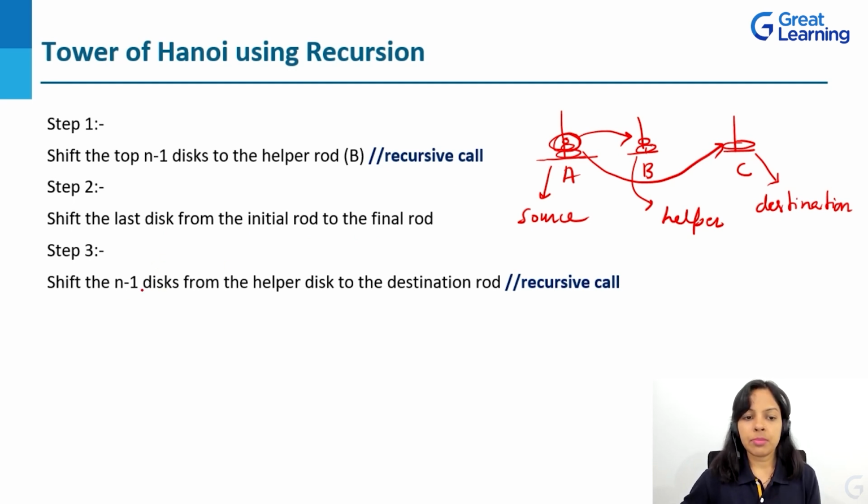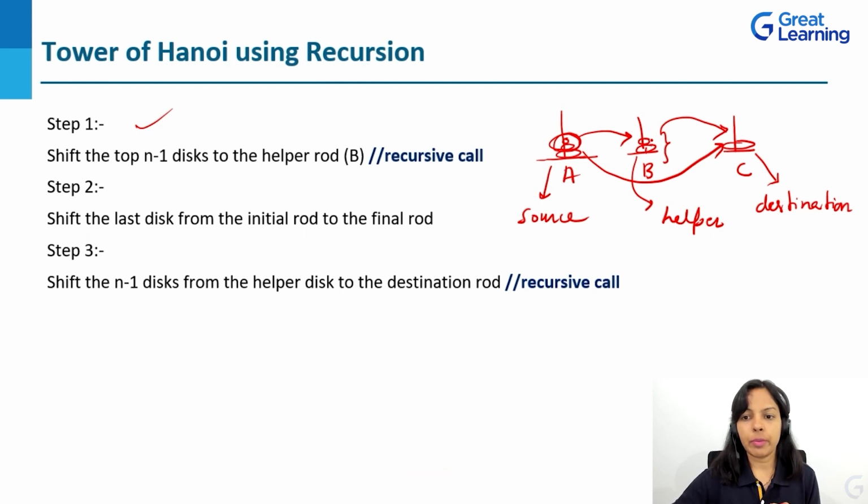Now, the last step says that you have to shift the n-1 disks from the helper rod to the destination rod. Meaning, these 2 disks which you have shifted to B will now be further shifted to C, right? In the same order. Now, to shift these two disks from rod B to C, you have to again start from step 1. So here the number of disks is 2. So the n-1 disk will be the first disk from the top.